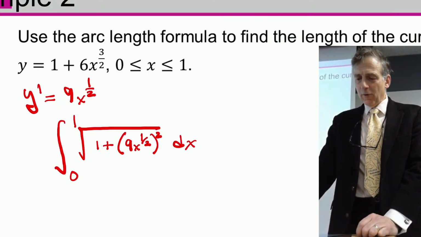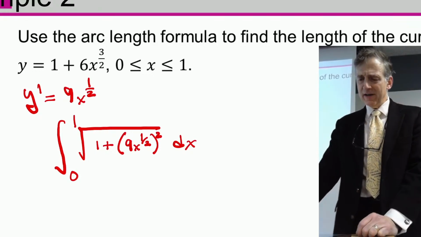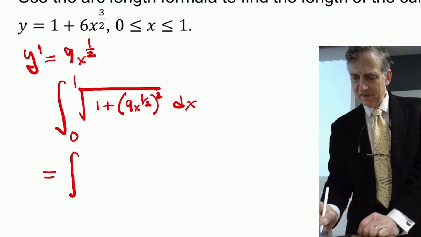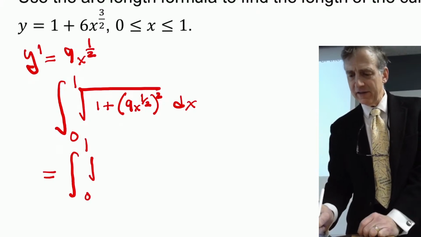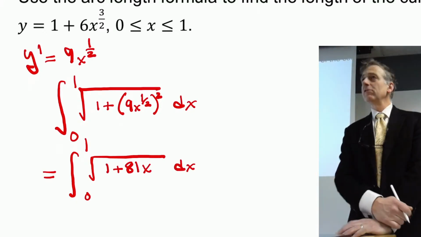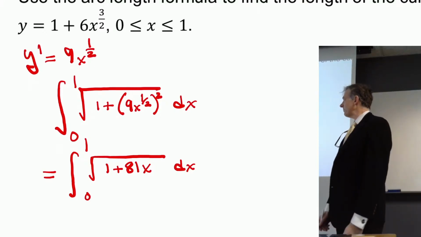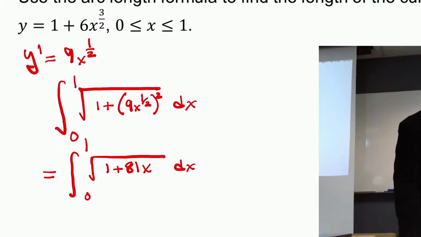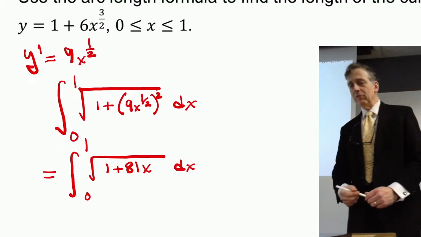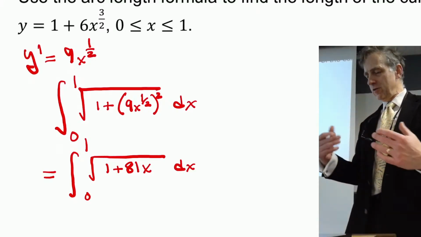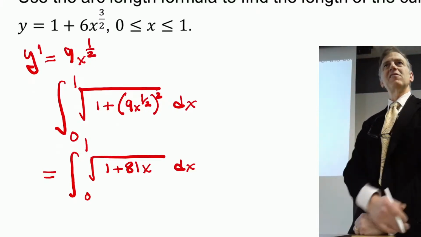So let's go ahead and work through this. Can't be that hard, could it? Let's see if we can simplify this. Why don't I do this next step for you? 1 plus 81x. Does that look right? When you square 9 times the square root of x, you get 81x. Now we just need the antiderivative of this, and we can use integration by substitution if you need to, or if you can just do it, that's even better.